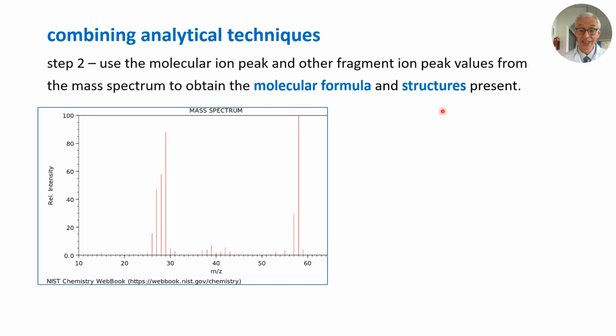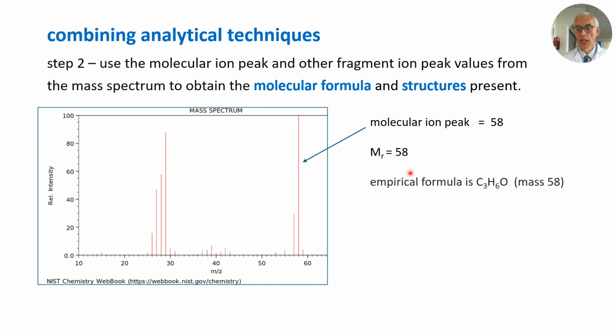Okay, I'm about to reveal. The molecular ion peak is at the value 58, which is the largest number on the mass to charge ratio on the x-axis. Please note I ignore the small peak at 59. That's due to the presence of isotopes such as carbon-13, so we ignore that. We take the molecular ion peak to be 58, which means that the relative molecular mass is 58. Now we know that the empirical formula is C3H6O from the previous slide, and that has an empirical formula mass of 58 itself.